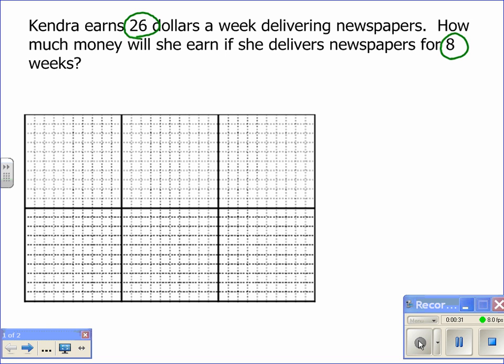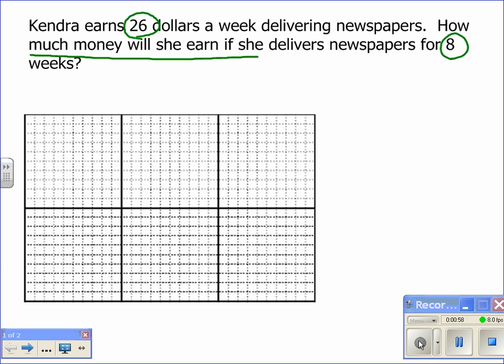The question I have to answer is how much money will she earn if she delivers newspapers for those 8 weeks? So I'm looking at 26 and 26 and 26 and 26, 8 times. I can show that with base 10 blocks, or I can take a shortcut and show it on the base 10 grid paper. So I know that Kendra earns $26 a week.